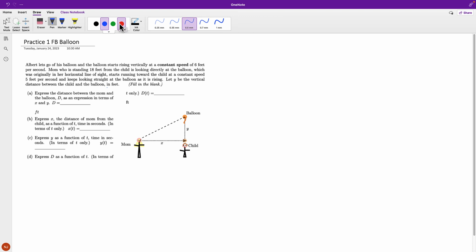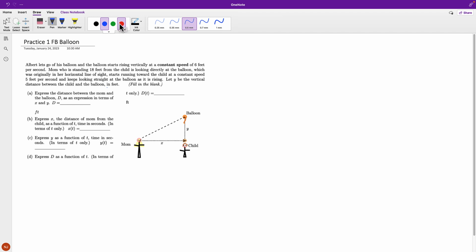Albert lets go of his balloon, and the balloon starts rising vertically at a constant speed of 6 feet per second. Mom, who's standing 18 feet from the child, is looking directly at the balloon, which was originally in her horizontal line of sight. The mom starts running toward the child at a constant speed of 5 feet per second and keeps looking straight at the balloon as it's rising.